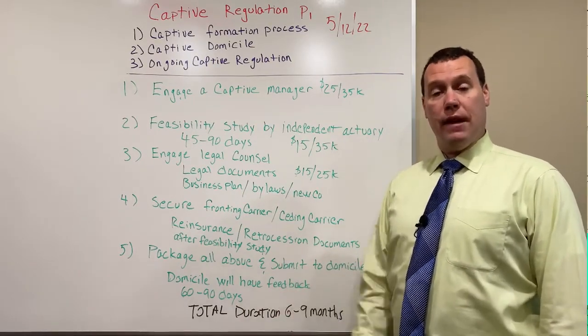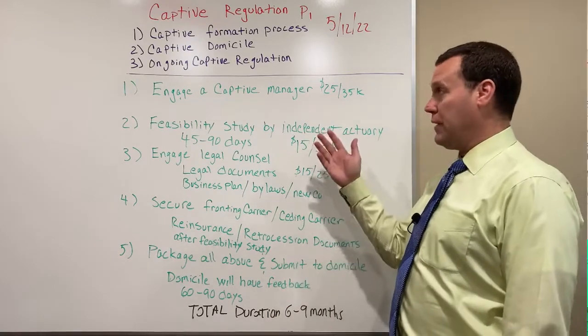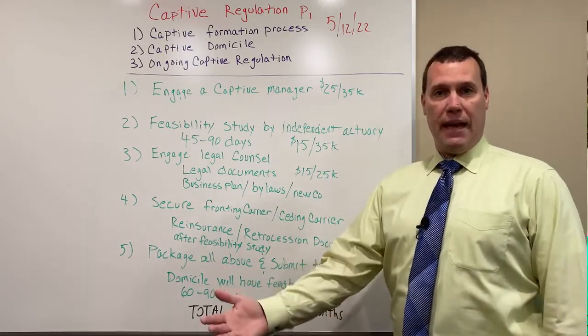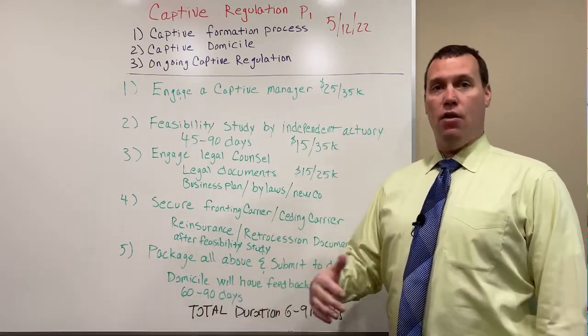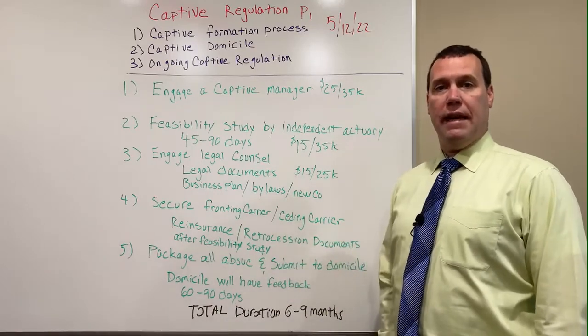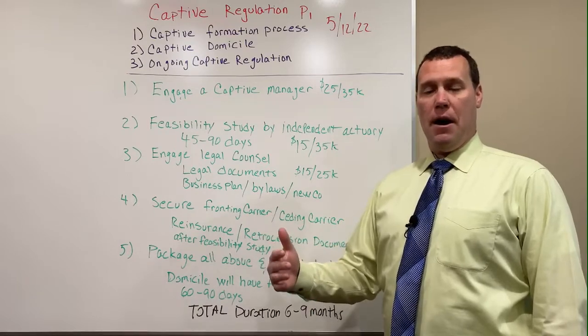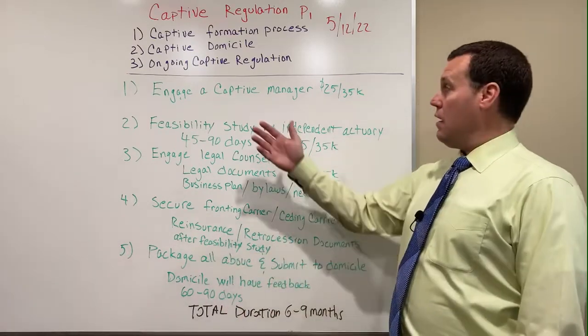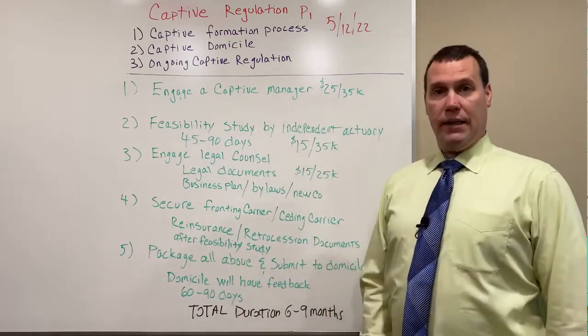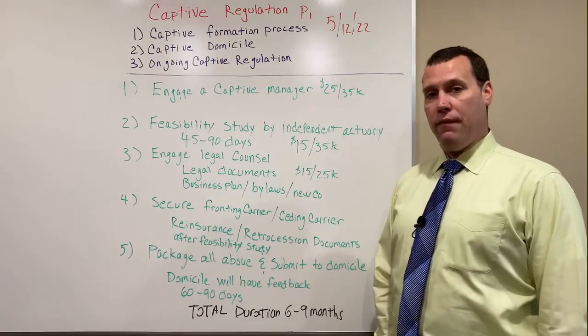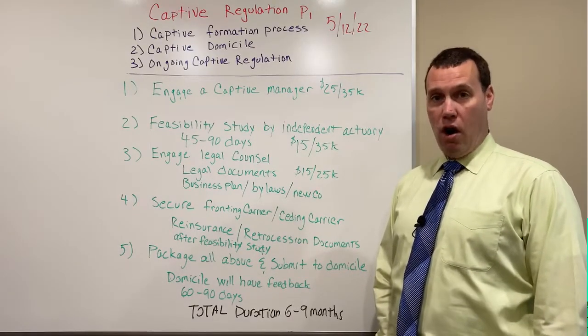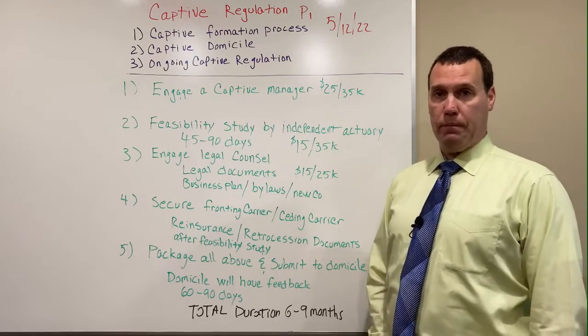Now, the duties of the captive manager for the startup process is really to facilitate and be a quarterback for all of the service providers needed to make the startup process function orderly. That startup process is generally between a $25,000 and $35,000 cost to the employer.